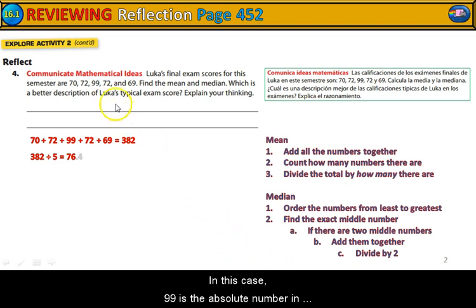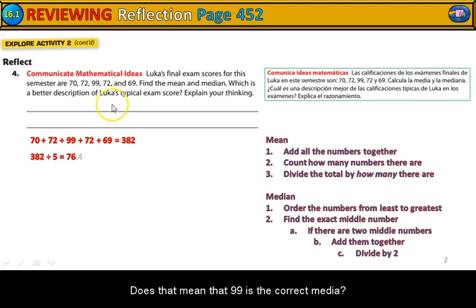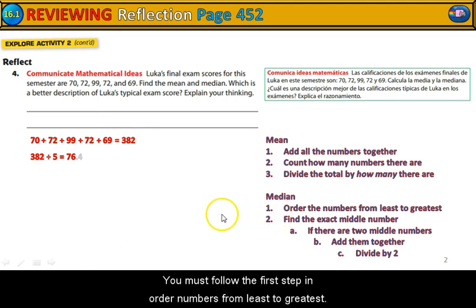In this case, 99 is the absolute number in the middle of this list, with 2 numbers to the left and 2 numbers to the right. Does that mean 99 is the correct median? Certainly not. We must follow the first step and order the numbers from least to greatest.